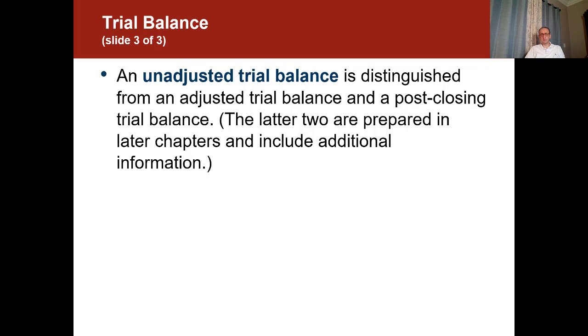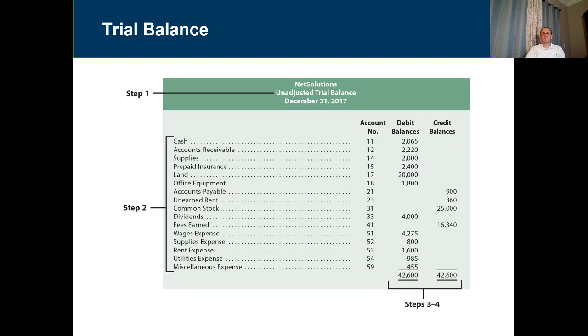It is distinguished from an adjusted trial balance and a post-closing trial balance, the latter two being prepared in later chapters and including additional information. So this is how the trial balance would look. As we said in step number 1, we list the name of the company, the title of the statement, which is the unadjusted trial balance, and then the date, in this case December 31st, 2017.